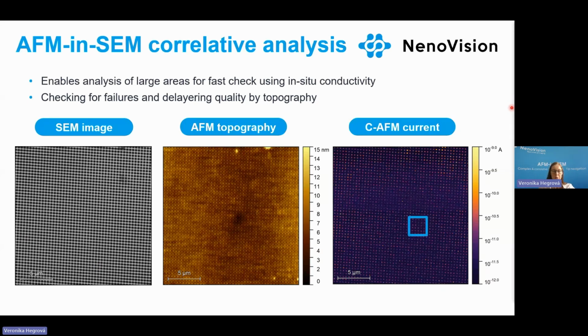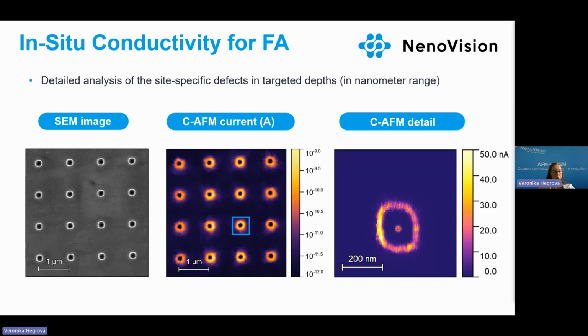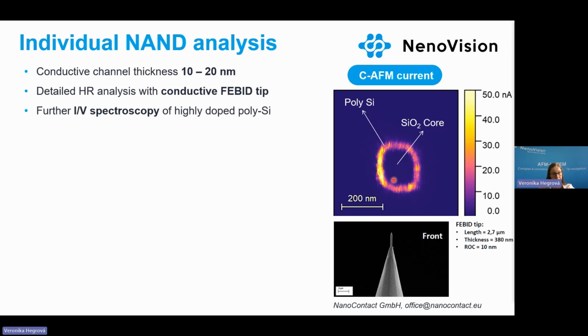specific areas of interest. We can choose, let's say, this blue square and get closer to the vias. And we can as well get to a single via, so we can analyze a detailed view of the channel. We can see that the bright circle is the polysilicon conductive channel with thickness 10 to 20 nanometers, where the inner part is non-conductive silicon oxide core.